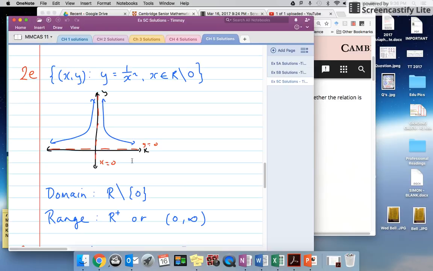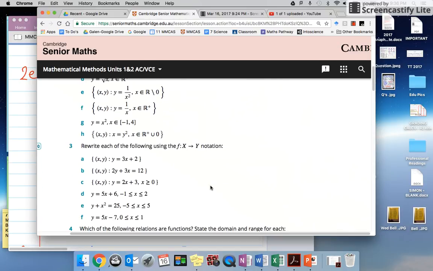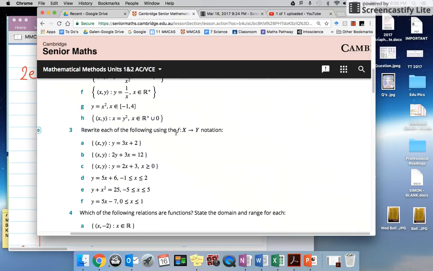Remember, we've got to put an exclusion in there. With any of these graphs, if you want to, you can use your CAS calculator, okay, but if it says sketch, then you'll still have to draw it, but you can use your CAS calculator to give you a bit of a hint. Now, this is new stuff here.